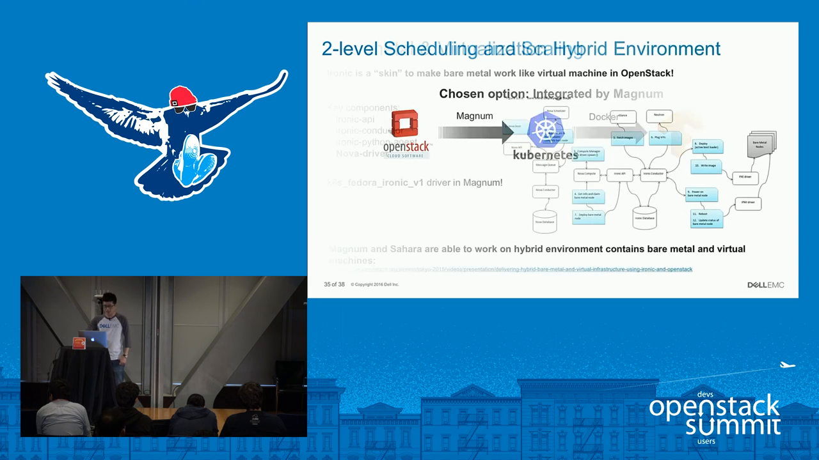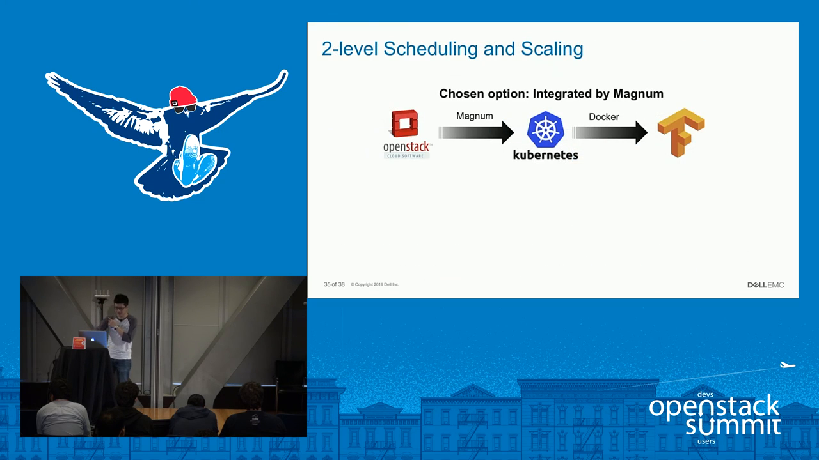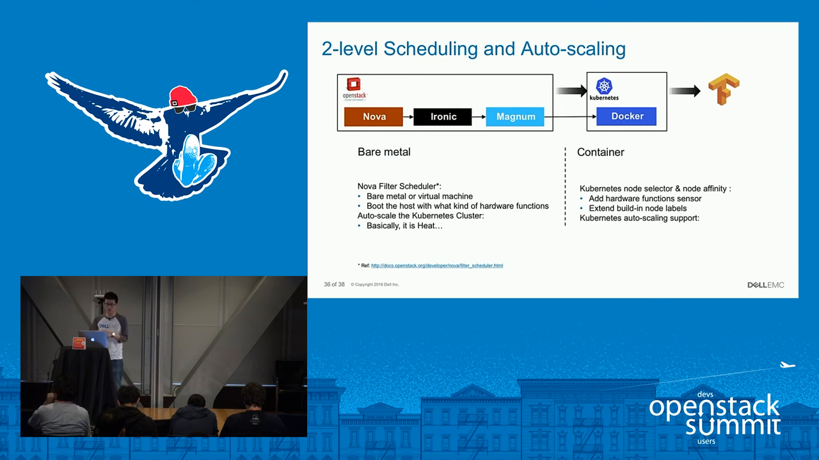So this is the first one: how to solve the hardware issue in virtualization. The second thing is what we call two-level scheduling and scaling. If you dig a little inside the solution we built, it spans two environments. The first part is the bare metal, where we use Nova to call Ironic to provision Magnum on bare metal. Then Magnum will provision Kubernetes and TensorFlow inside Docker. So there are two parts: the first is bare metal, the second is container.